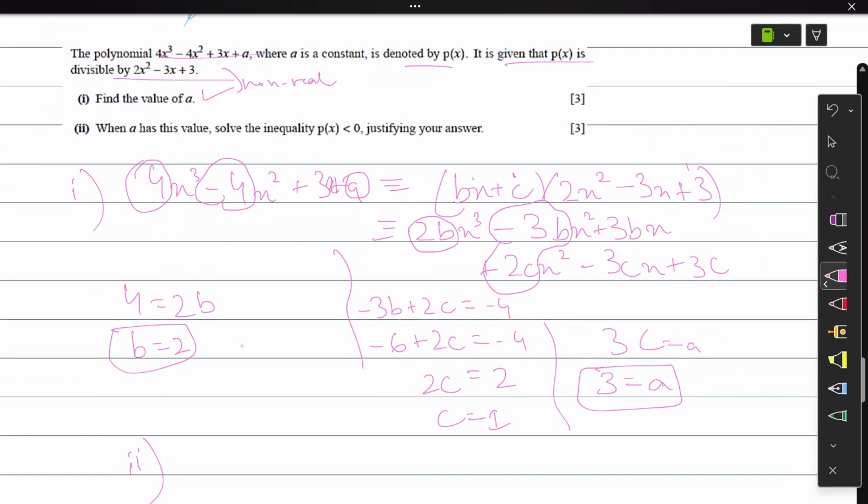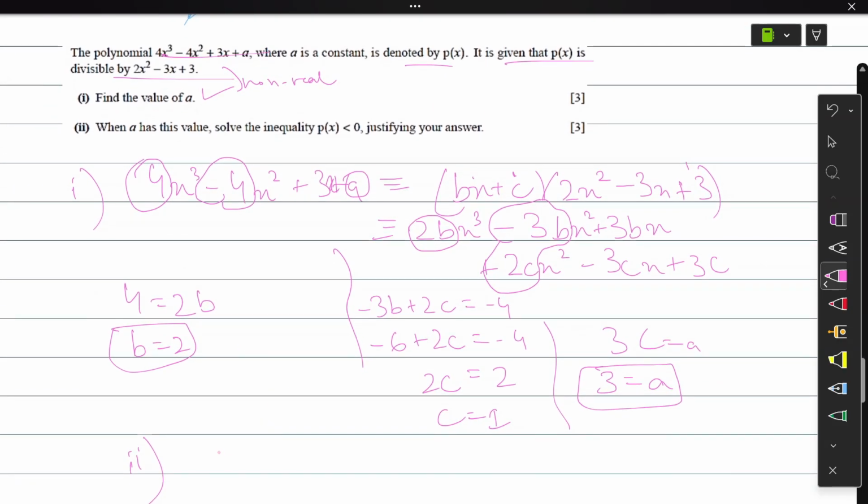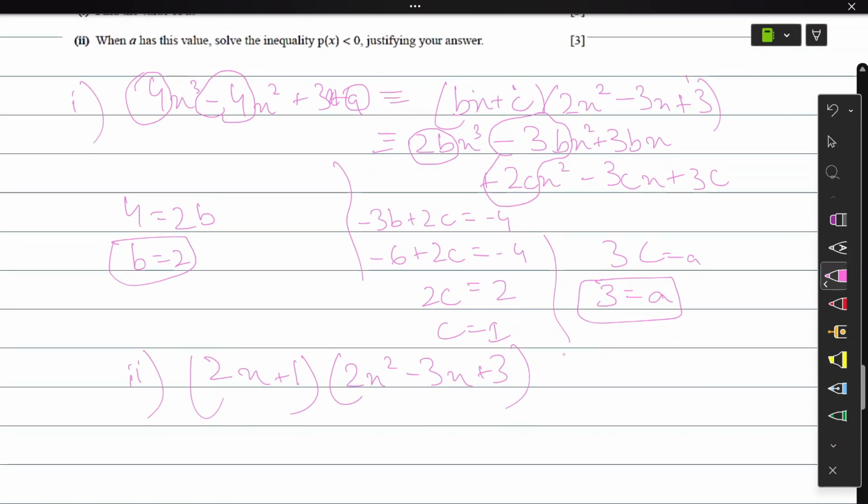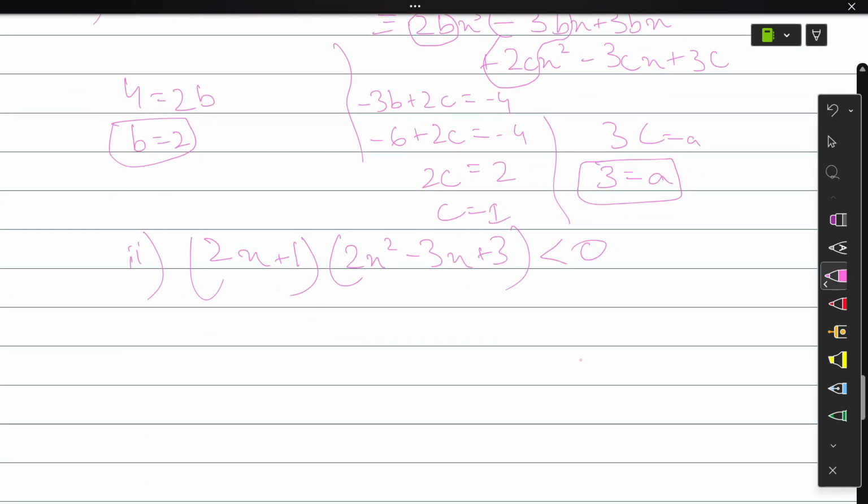Okay. So now instead of copying down the exact inequality, what I'm going to do is write it in the factorized form, as in with the linear factor and the quadratic factor. So bx plus c is 2x plus 1, b was 2, 2x plus 1. And the quadratic factor is 2x square minus 3x plus 3. There you go. Okay, so this is all less than 0. I had to equate it with less than 0, done.